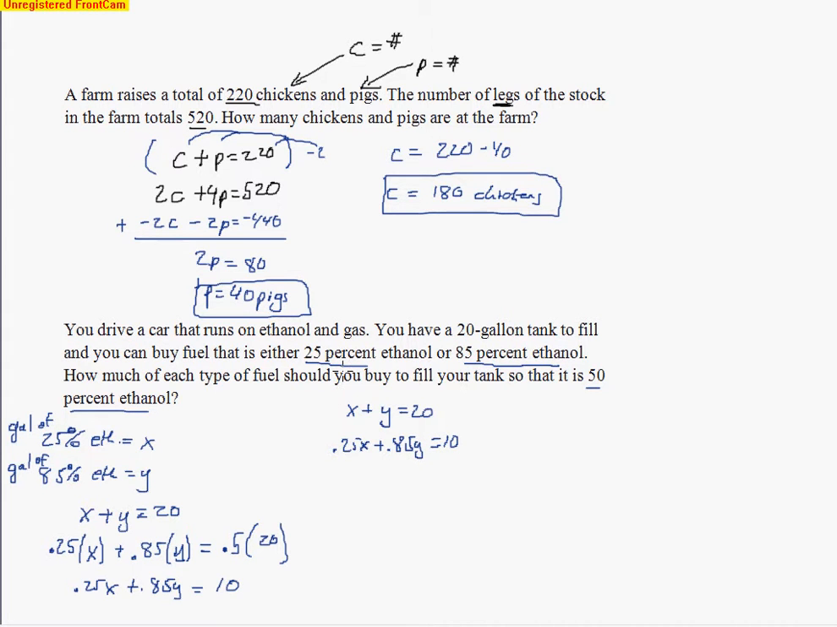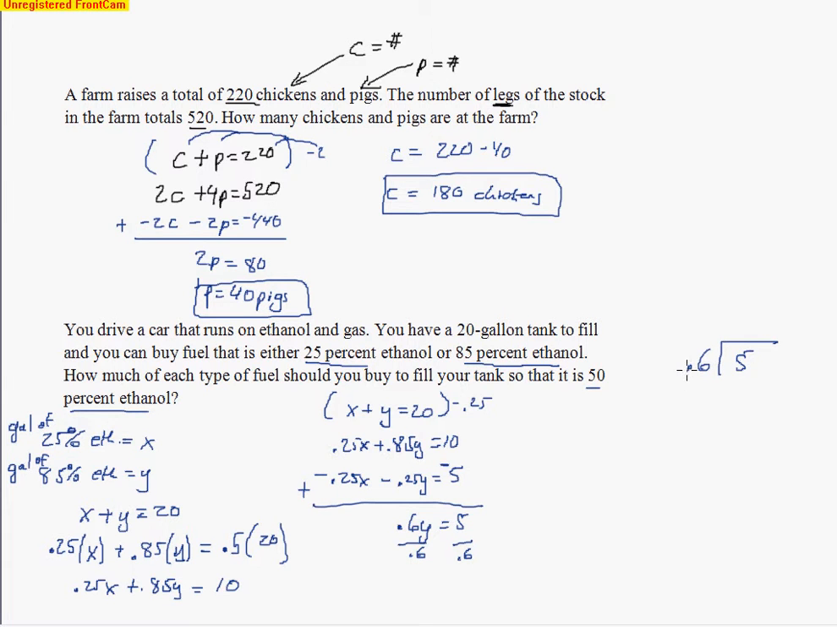I'm going to go ahead and multiply this top equation by negative 0.25. And so if I do that, I get negative 0.25x, negative 0.25y, and on this side, a quarter of 20. A quarter of 20 is 5, and that's going to be negative. So again, I thought of 0.25 as just being 1/4. That made the math a little easier. And so I go ahead and subtract, and I've got 0.6y equals 5.